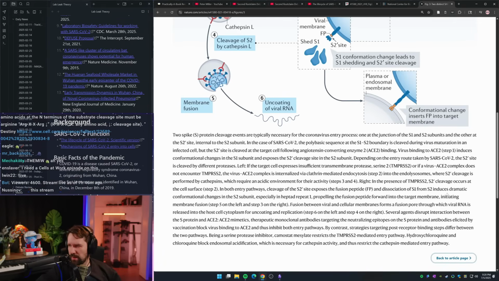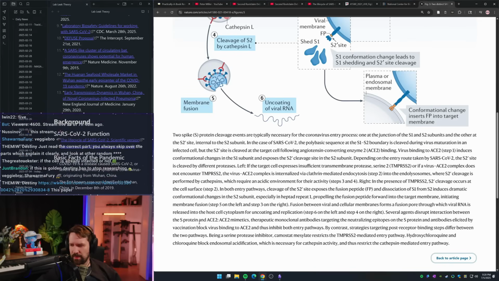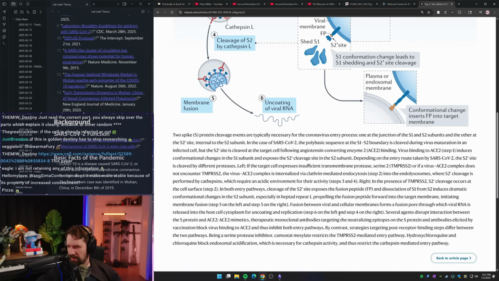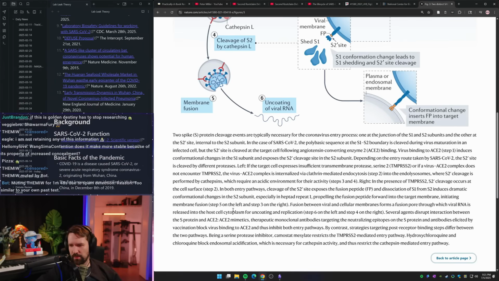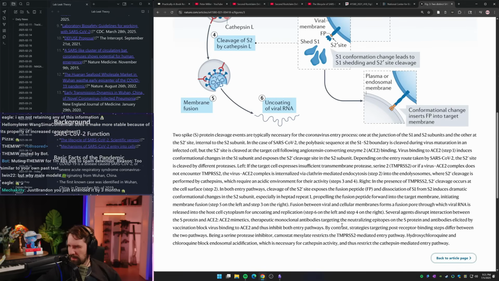Several agents disrupt interaction between the S protein and ACE2: ACE2 mimetics, and therapeutic monoclonal antibodies targeting the neutralizing epitopes on the S protein. In contrast, strategies targeting post-receptor binding steps differ between the two pathways. Being a serine protease inhibitor, camostat restricts the TMPRSS2-mediated entry pathway. Hydroxychloroquine and chloroquine block endosomal acidification, which is necessary for cathepsin activity, and thus restrict the cathepsin-mediated entry pathway.